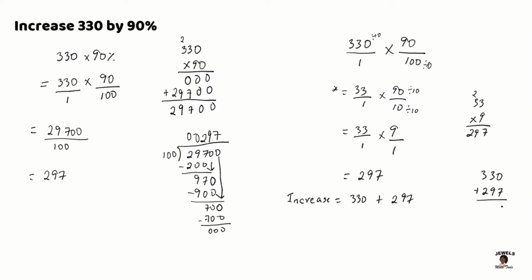And 7 plus 0 is 7. 3 plus 9 is 12. We put our 2, carry the 1. 1 plus 3 is 4. 4 plus 2 is 6. So our increase on 330 was to 627.